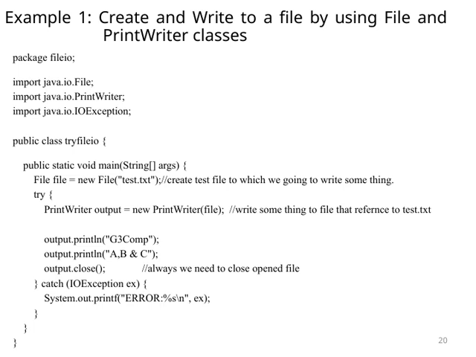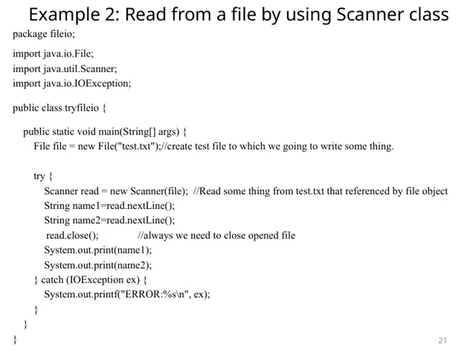So the key takeaway here is that creating a file and writing to it involves initializing a File object, using PrintWriter to write data, and always closing the stream afterward. This example nicely demonstrates how to perform basic file output in Java, which is fundamental for many applications that involve data storage or logging.